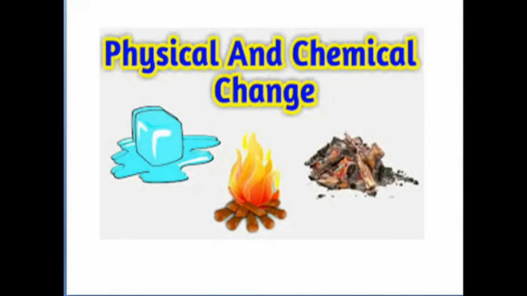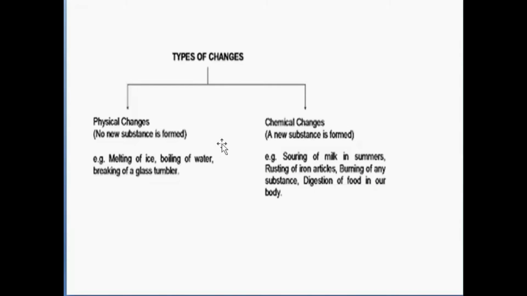There are two types of changes: physical changes and chemical changes. First, let us talk about physical changes. A physical change is a change in which no new substance is formed. In a physical change, the physical properties like shape, size, and state of the substance change. For example, cutting of paper into pieces and melting of ice.